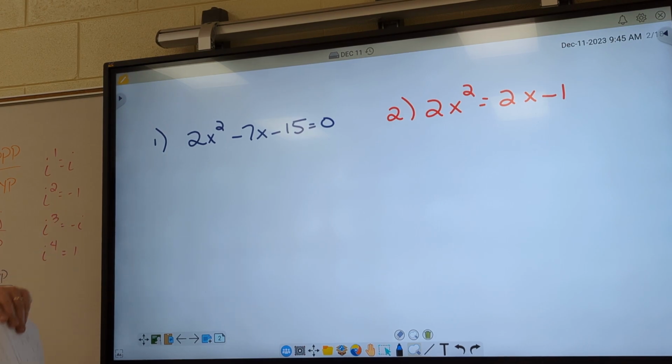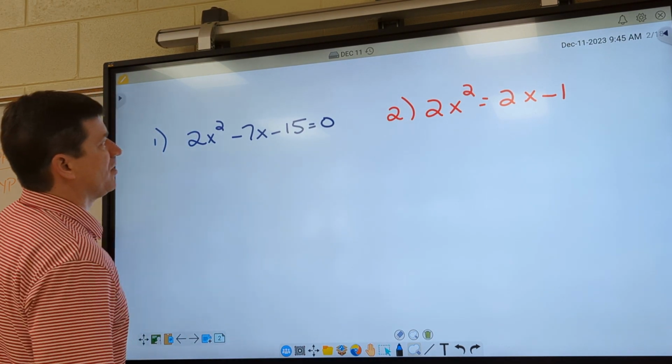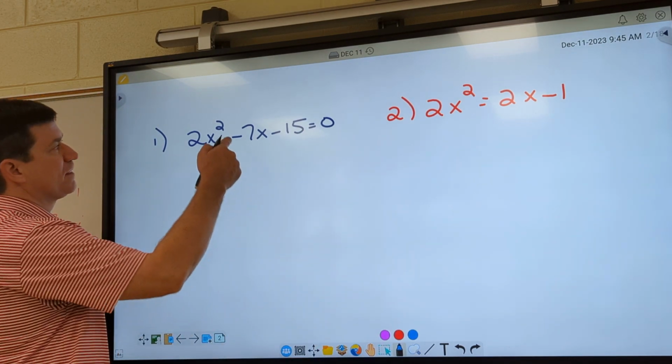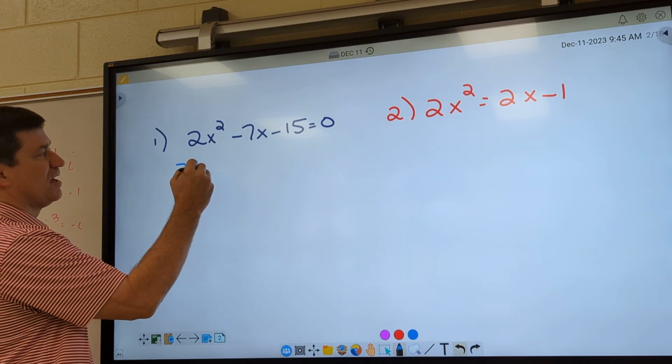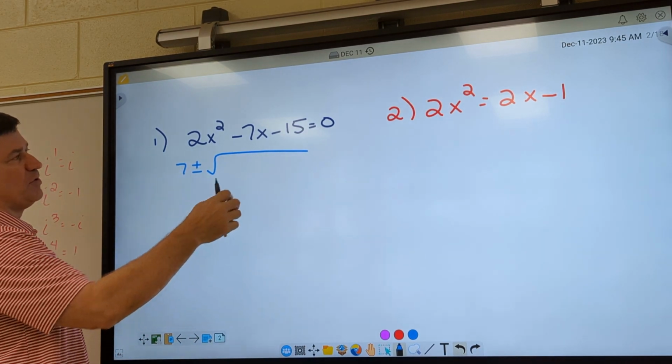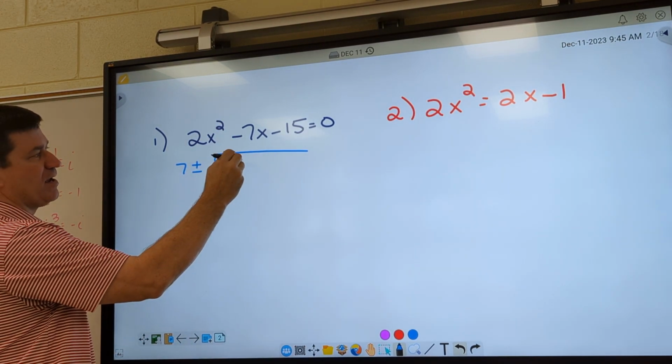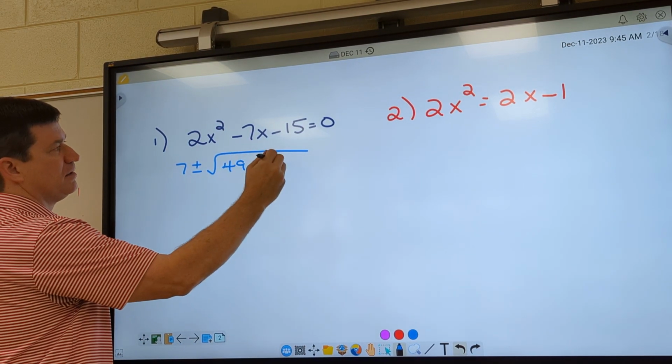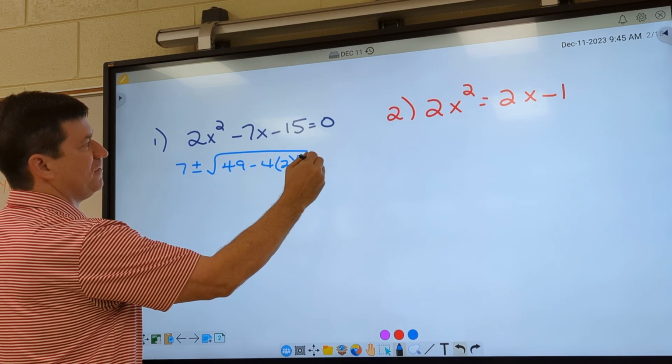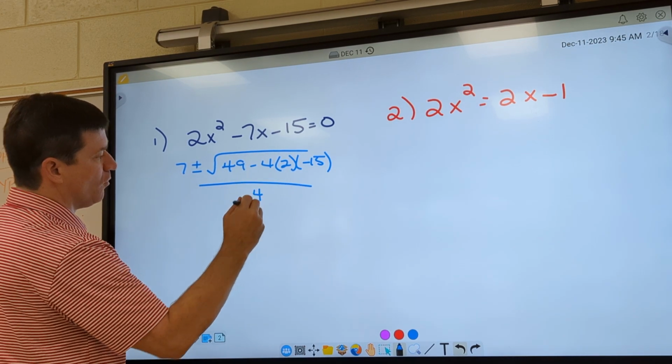Number one, it's just quadratic formula. So we're gonna type most of this one in our calculator. I know I start off with a positive 7. Remember, when you square negative 7, that's gonna make it positive 49. Times 2 times negative 15 over 4.